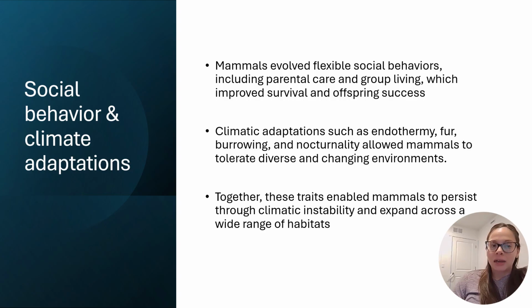In our previous slide, we talked about how feeding strategies and reproduction shaped where mammals can live, and social behavior and climate adaptations help determine how well they survive. Mammals did not rely solely on physical traits to survive environmental change. Behavioral flexibility combined with physiological adaptations to climate helps mammals persist through extinction and expand into nearly every terrestrial and aquatic ecosystem.